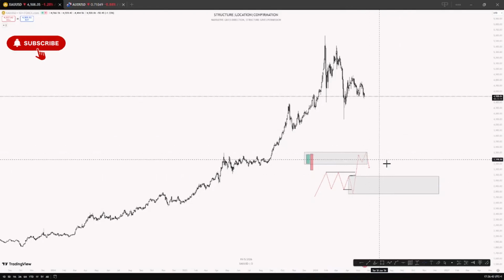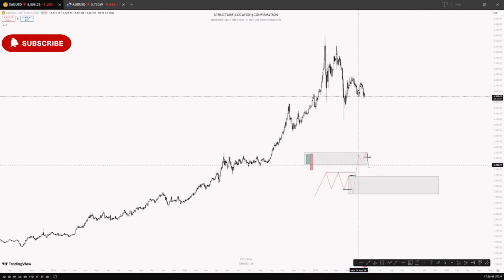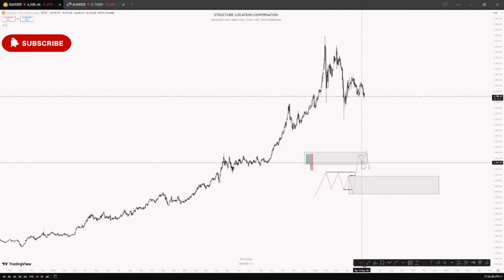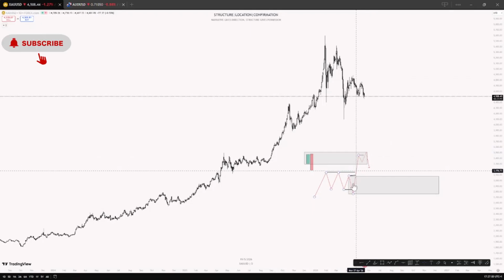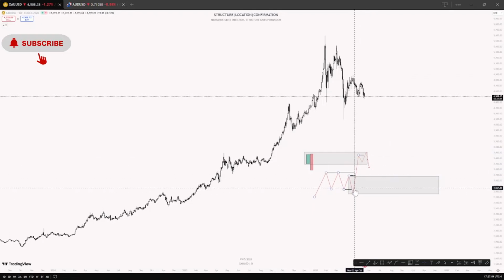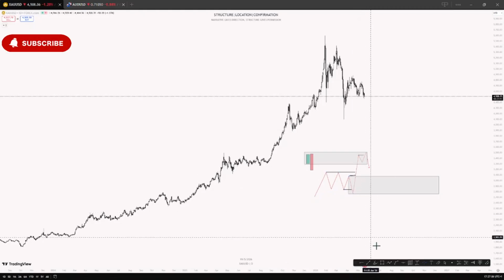Now, this is not random. Why is it not random? Because they did not just reject from here, but they took out liquidity at this point while also absorbing the buy orders that are coming from this level, right? This move is happening with a lot of injection of buy orders coming in, right? So typical supply and demand.